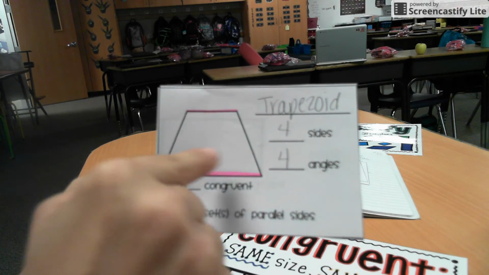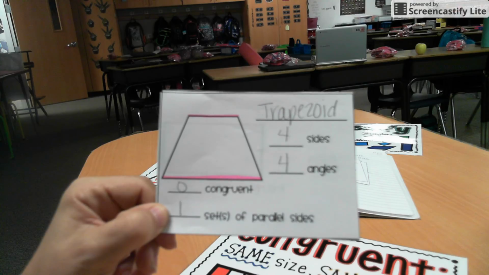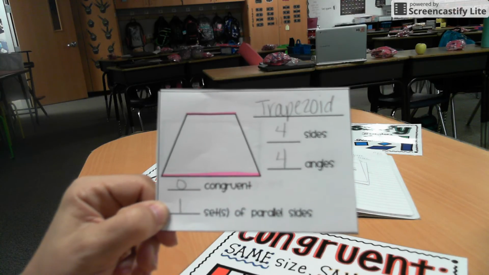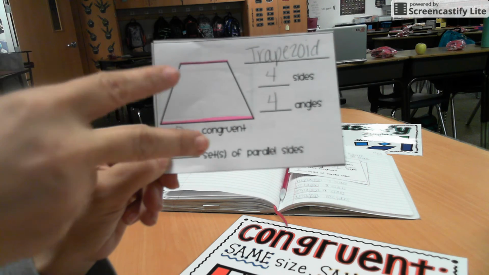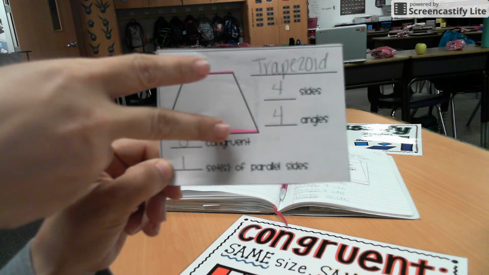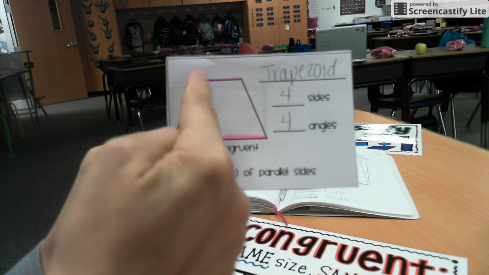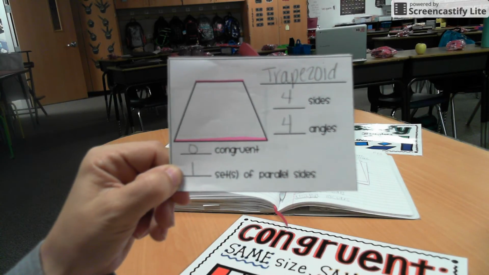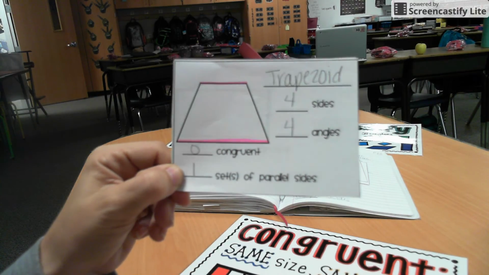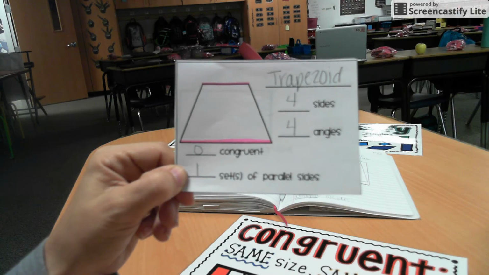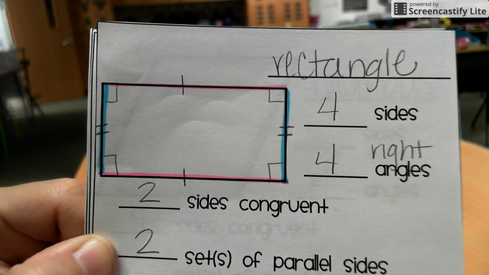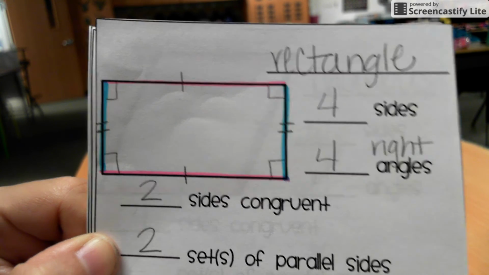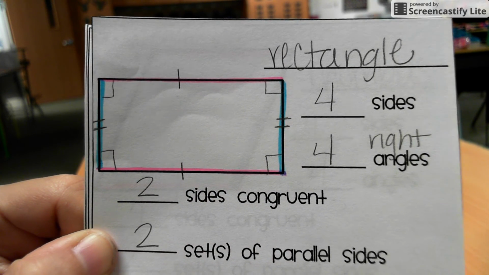This is the one that you should have for trapezoid. We should title it trapezoid. It has 4 sides because it is a quadrilateral. It has 4 angles. None of the sides are congruent, so they're all different lengths. But there is 1 set of parallel sides. The top is parallel to the bottom. They're never going to touch, and they're the same distance apart. So make sure you have that down for trapezoid, and then we're going to do rectangle.